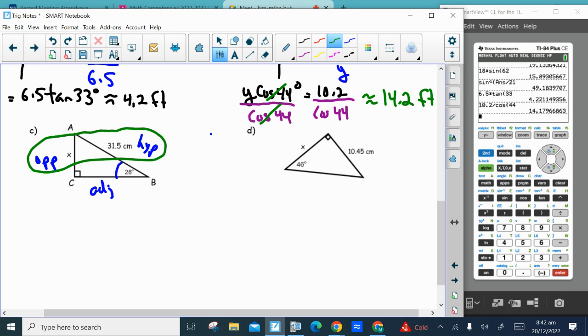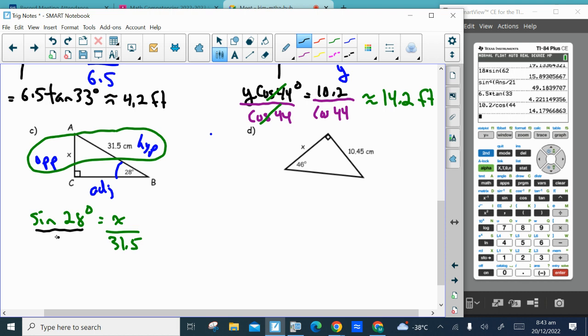We're trying to find x, which is the opposite. We're given 31.5, which is the hypotenuse. Those are the two sides we're using. And SOHCAHTOA tells us that the sine ratio uses opposite and hypotenuse. The sine of 28 degrees, and the order matters. So it tells us that it's O first, H second, opposite on top, hypotenuse on the bottom.